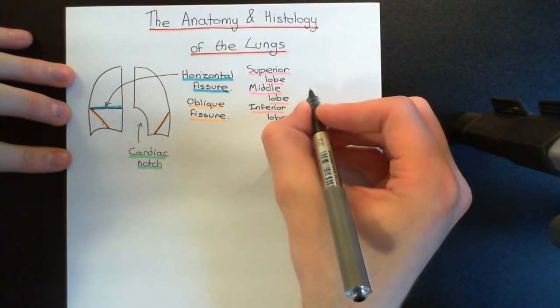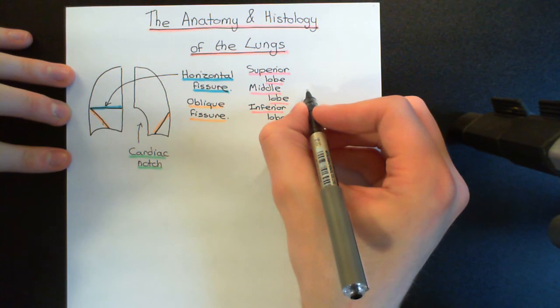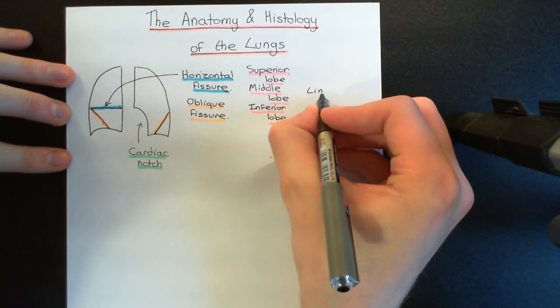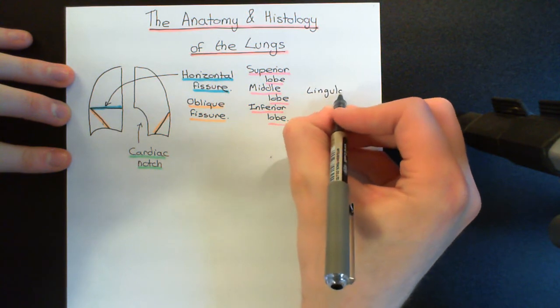The left lung does only have two lobes. It has the superior lobe and the inferior lobe. It doesn't have a middle lobe. However, there's effectively a bit that's equivalent to the middle lobe, and this is known as the lingula.